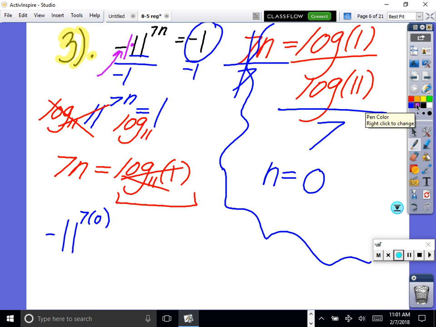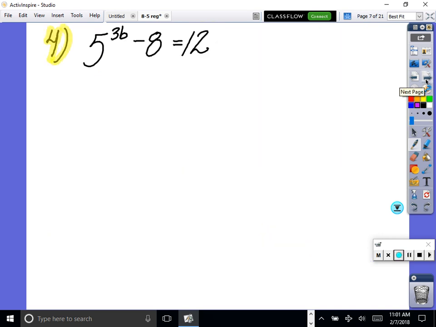Let's do another one. Okay, number 4. Isolate the base, undo the base, solve for b. What should I do first? Add 8. So we have base 5 raised to the 3b equals 20. Can I divide by 5? Heck no, don't be that person.